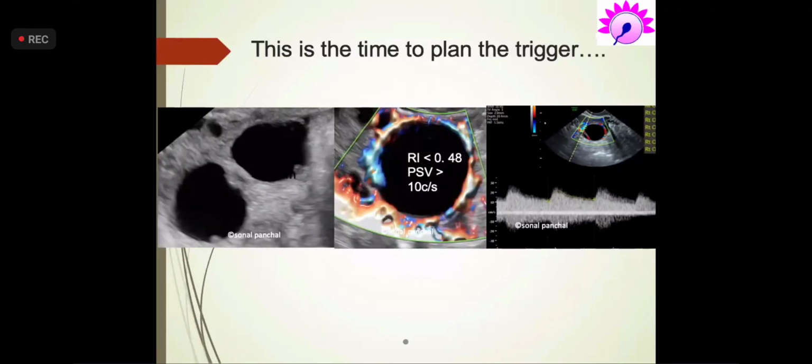So, if I want to prevent LUF, what should I do? I must be sure that the trigger is given at a correct time, proper size of the follicle, perifollicular vascularity covering at least 2/3, preferably 3/4 of the circumference, RI less than 0.5, and a PSV of more than 10 centimeters per second.